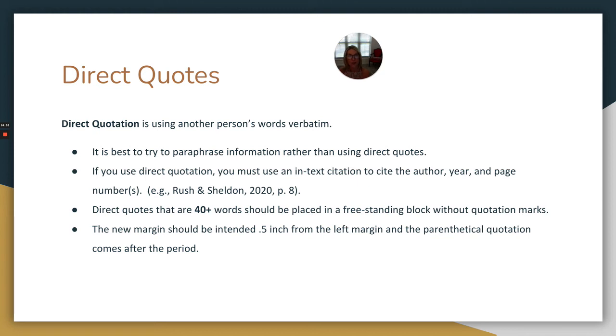Direct quotes that are 40 or more words should be placed in a freestanding block without quotation marks. So anything less than 40 words, you would place in quotation marks and use that citation. But if it's a direct quote of 40 or more, you would put it in the freestanding block form. And there are some nice examples of that in the APA 7 manual as well. And when you do that block, the new margin should be indented a half inch from the left margin. And then that parenthetical citation comes after the period.